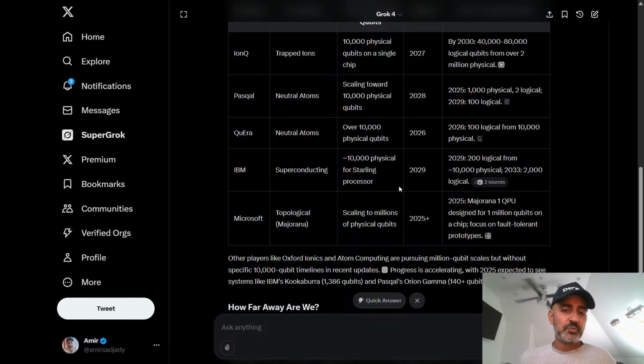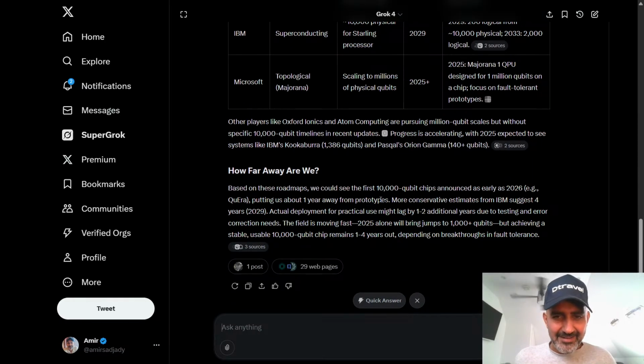And that's great because Quant Platform has a partnership with IBM, but it's still far away. And then obviously Microsoft, they lie, don't they? So we have no idea. So the first 10,000 qubit chips announced as early as 2026. For example, QuEra putting us about a year away from prototypes. More conservative estimates from IBM suggest 4 years, right? So we're looking somewhere between 1 to 4 years according to this.